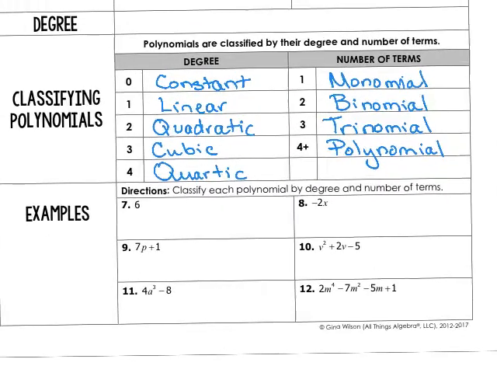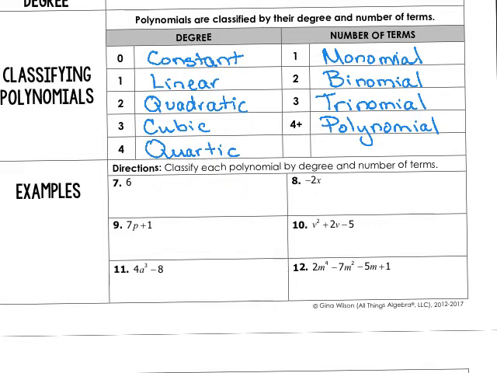So if we look at the examples down below, number 7, it has 6. So how would we classify this? Well, its degree is that it's a constant. And there's only one term, so it's a monomial. Let's take a look at 11. 11 has a cube in the exponent, so this is definitely cubic. And it's made up of 2 terms, so therefore it's binomial. Okay, you pause the video and complete the rest of these.